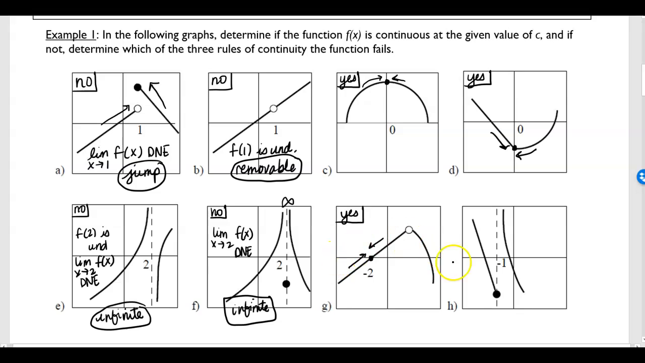Part H, my function is defined, I see a point. However, the left and the right sides don't match up. And so, no, this graph is not continuous. I would say the limit as x approaches -1 of f of x does not exist. And this is kind of a mix between a jump and an infinite discontinuity. You could call it either one or an infinite jump. But either way, those are both discontinuous.